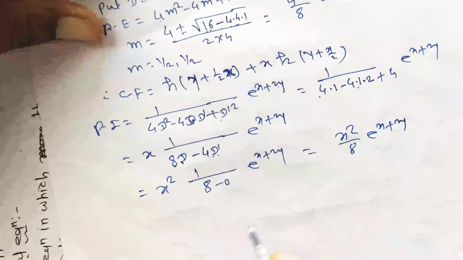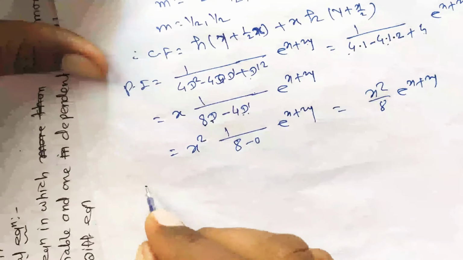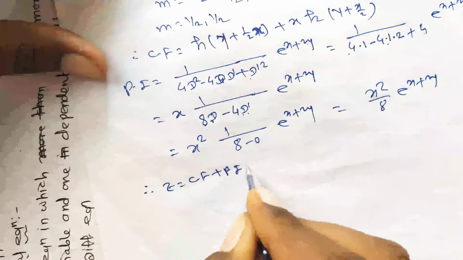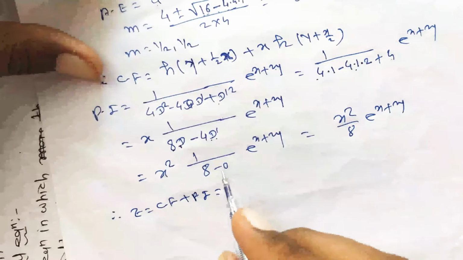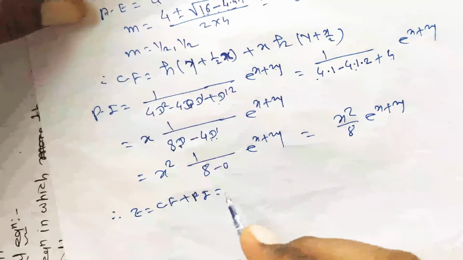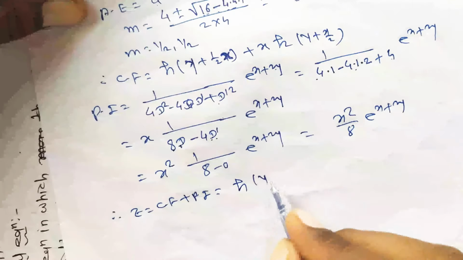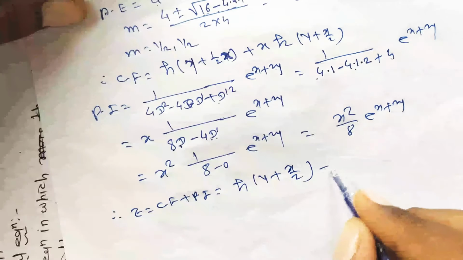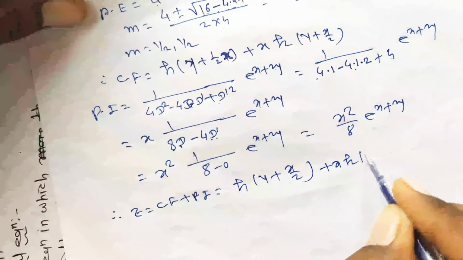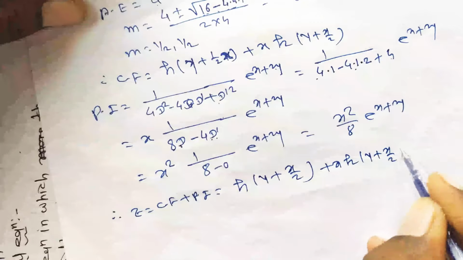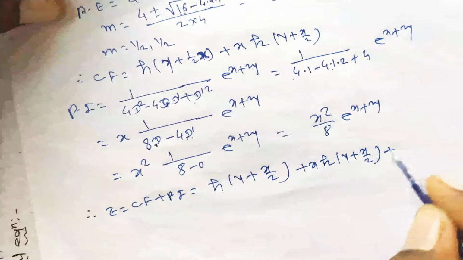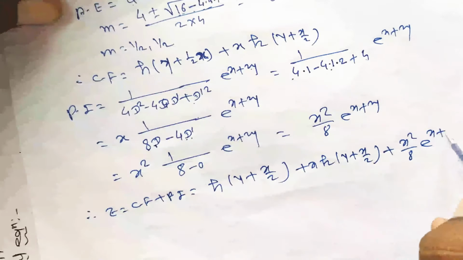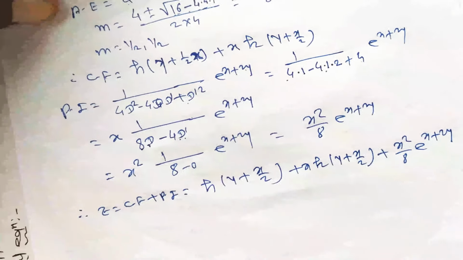Now this is the particular integral, that is x square by 8 into e to the power x plus 2y. Therefore the final answer is y equal to CF plus PI. CF is f1 of y plus x by 2 plus x into f2 of y plus x by 2, and PI is plus x square by 8 into e to the power x plus 2y.